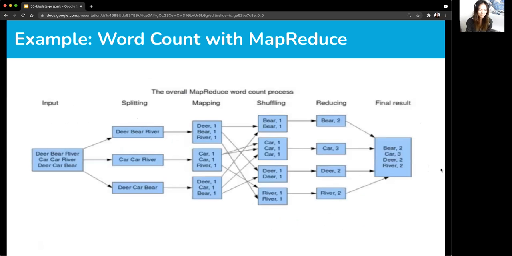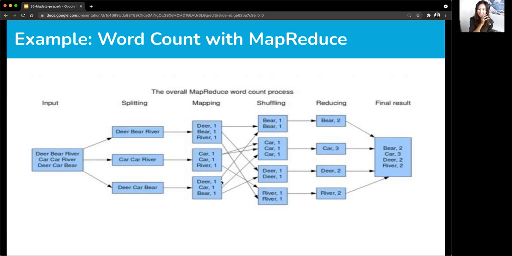Actually, this next one is a better example. If we have this input, and let's just say each line, so you see how there are 3 lines of words here, we're going to do a word count in this very simple example. So let's say the first one is deer, bear, river, car, river, and deer, car, and bear. Here we're just doing word count. So first you're going to do a word count across each of the 3 computers.